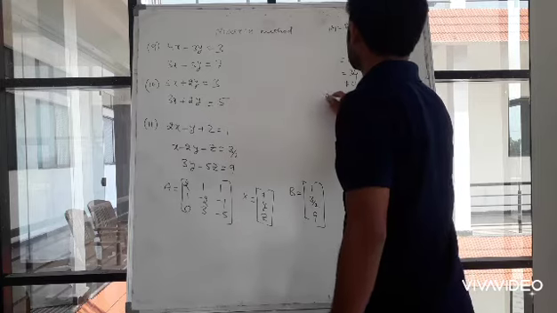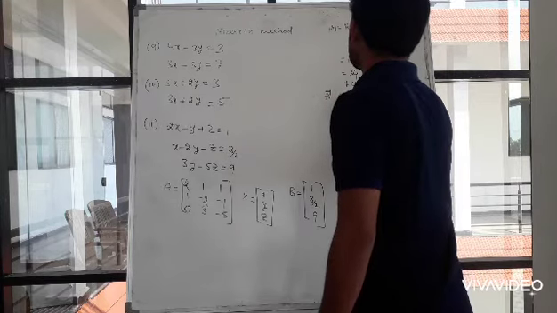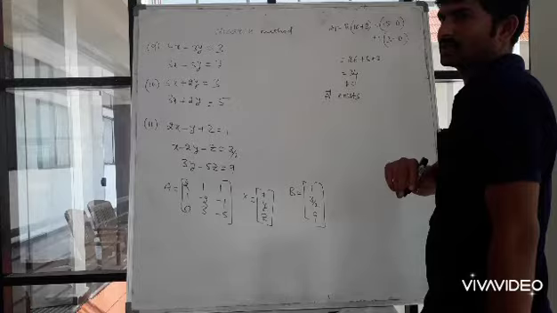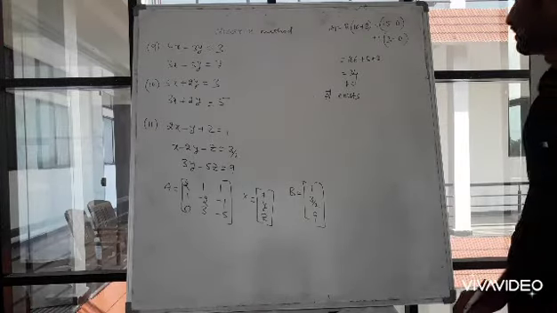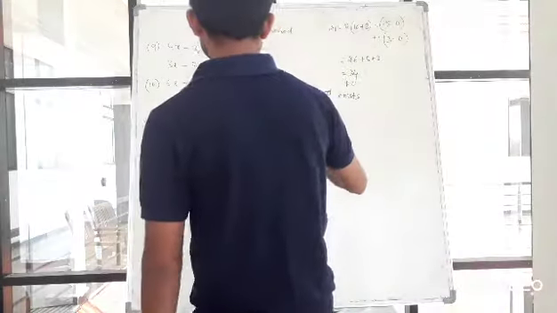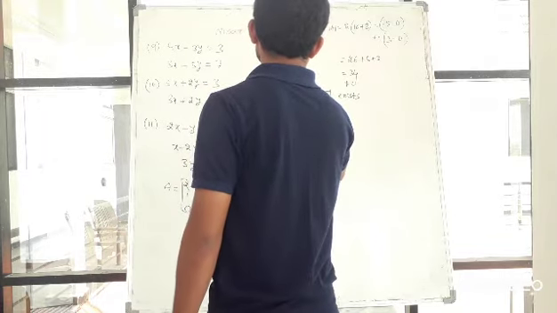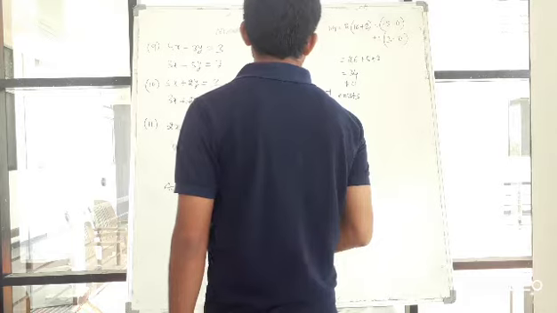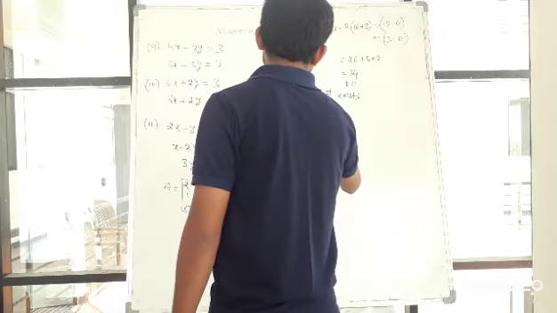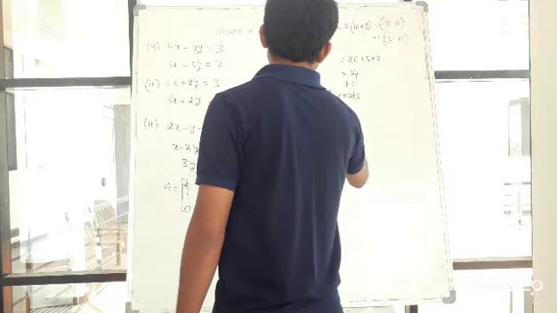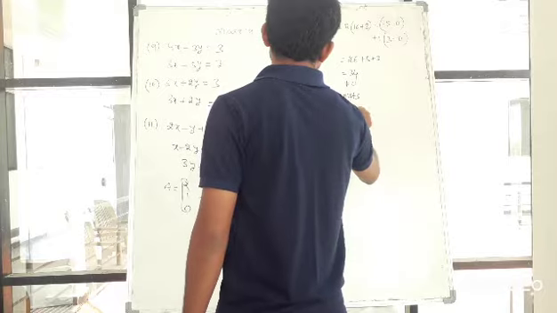Therefore, we will write here A inverse exists. Next is finding A inverse. A inverse formula is 1 by determinant of A into adjoint of A.